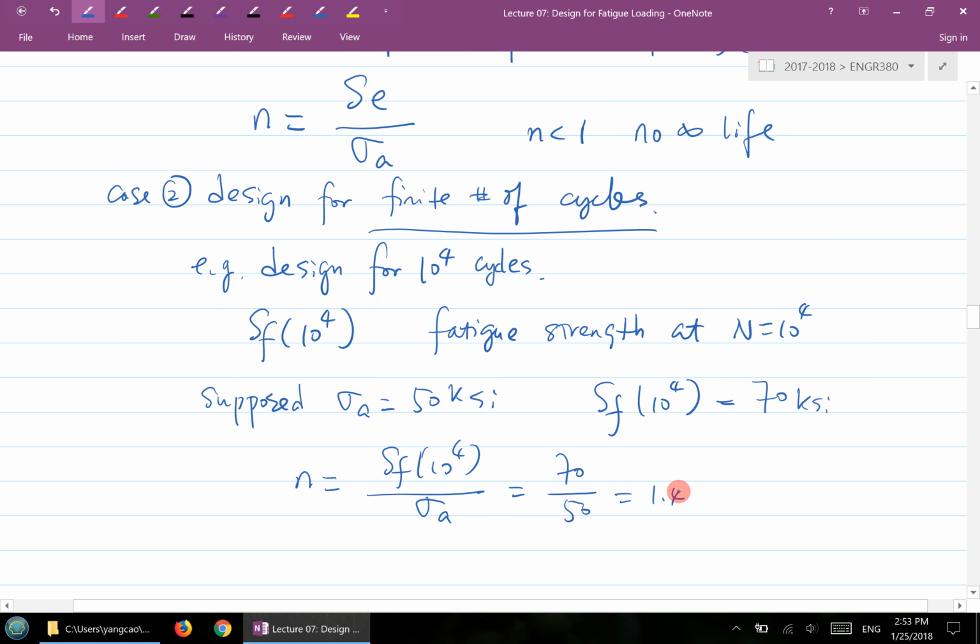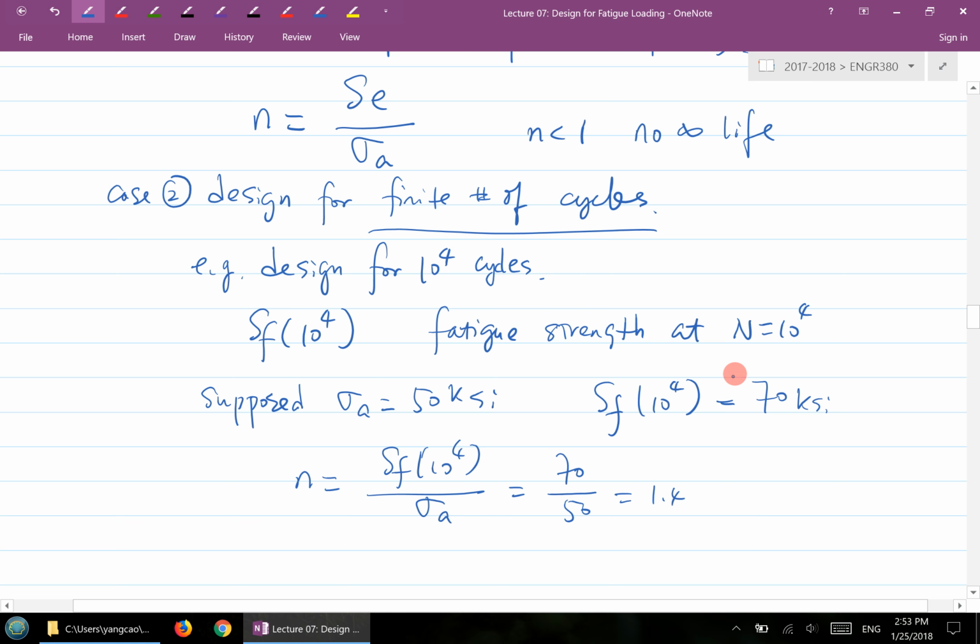Alternatively, you could also think this way. Under this amplitude of completely reversed loading, how many cycles would you expect? Would you expect it to be comparable to 10 to the power 4? Under this loading, should it be less than this number, or should it be bigger than that number? Bigger, right?